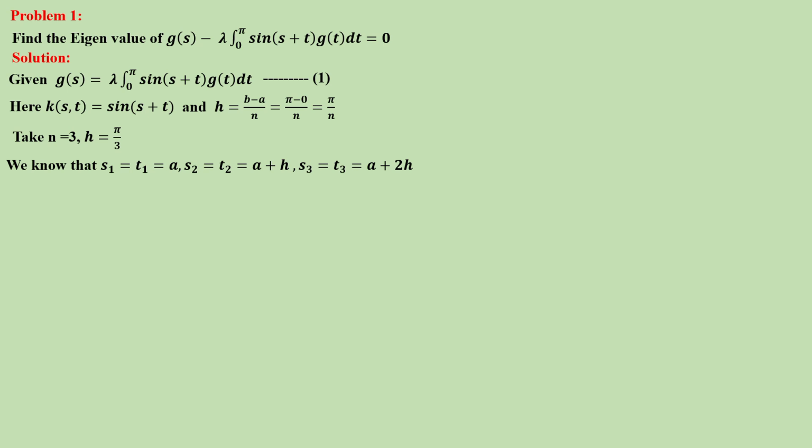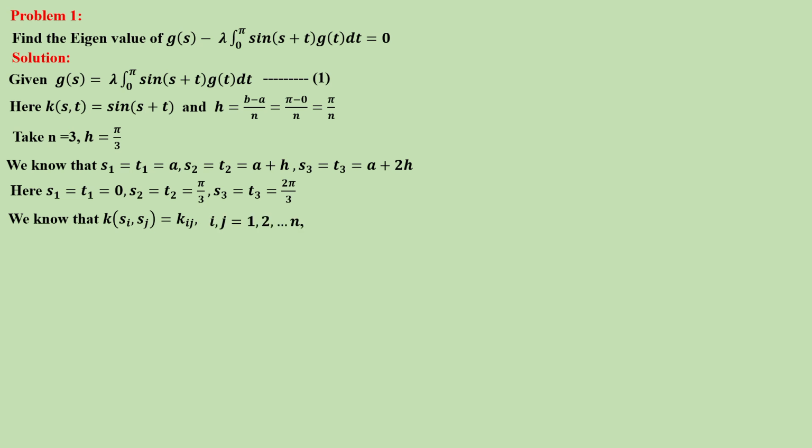So s1 equal to t1 equal to a, s2 equal to t2 equal to a plus h, s3 equal to t3 equal to a plus 2h. Substituting a equal to 0, since a is the lower limit, we get s1 equal to t1 equal to 0, s2 equal to t2 equal to pi by 3, and s3 equal to t3 equal to 2 pi by 3, that is pi by 3 plus pi by 3. We know that k(si, sj) is equal to kij, for i, j equal to 1 to n. These are all results from the theorem.